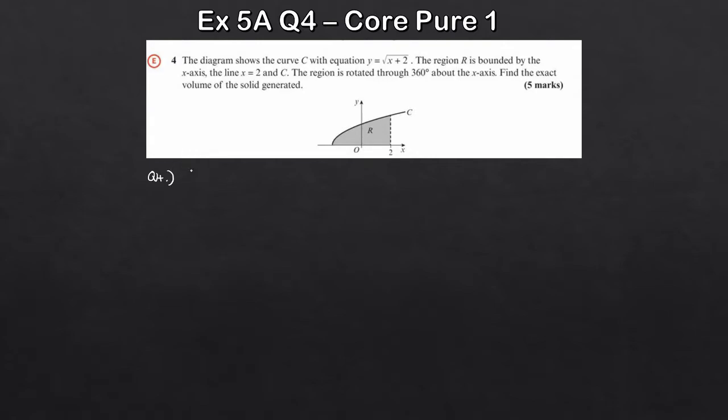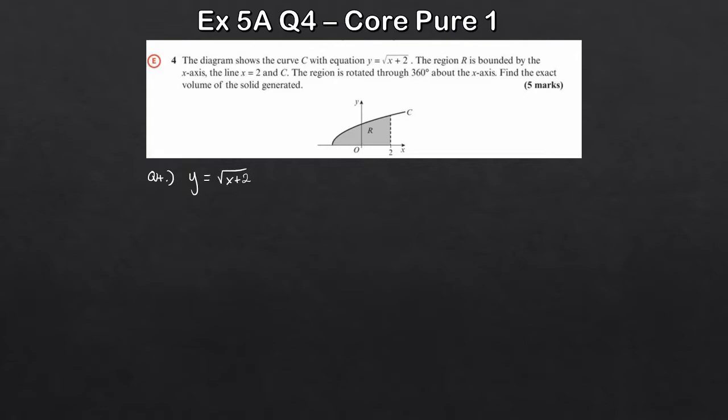So we've got this equation here, y equals square root of x plus 2, okay? And the region R is bounded by the x-axis, the line x equals 2 and the curve, and it's rotated 360 degrees about the x-axis. So we've just got to find the volume of this solid.